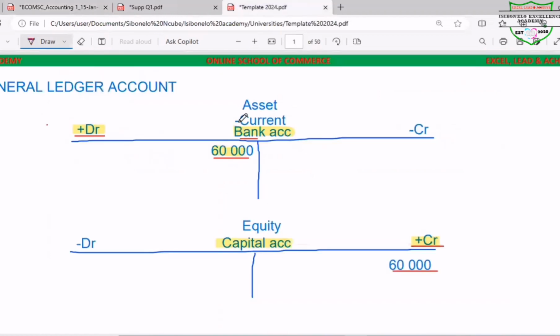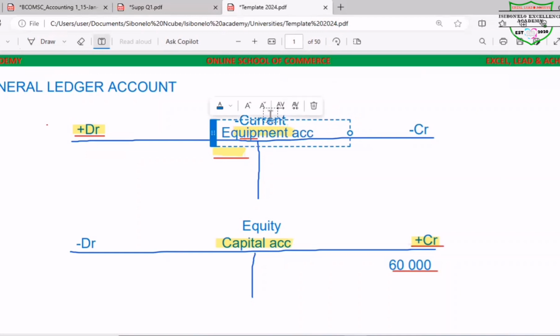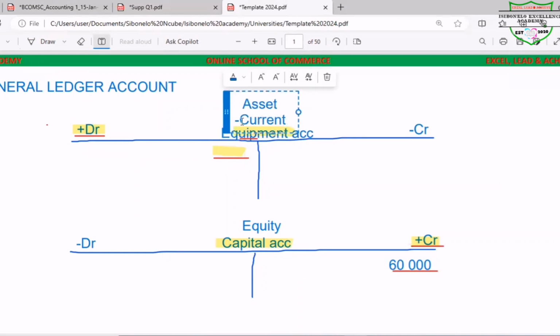So now let us show the effect on the T account. So now we can remove this one. So the account affected is equipment account. And equipment is an asset and it's part of long-term assets, non-current assets. So this is an asset. We know that assets increase on the debit side and decrease on the credit side, so we will not change this one.